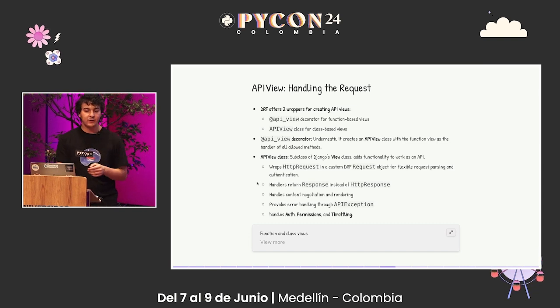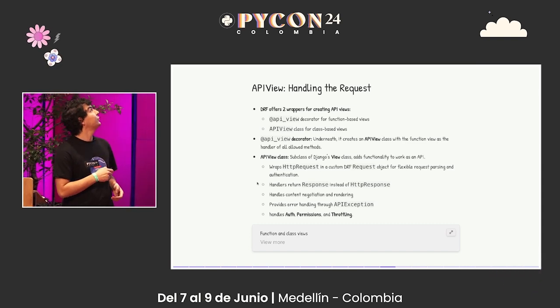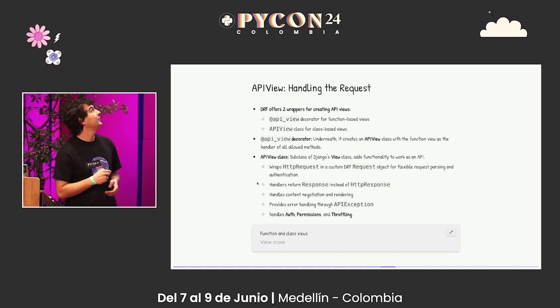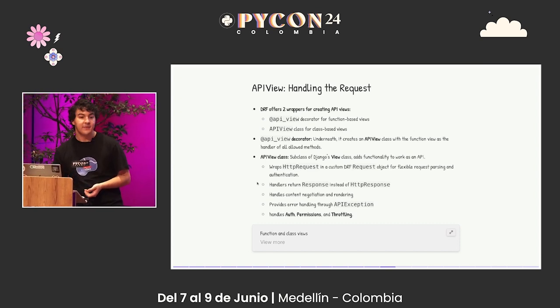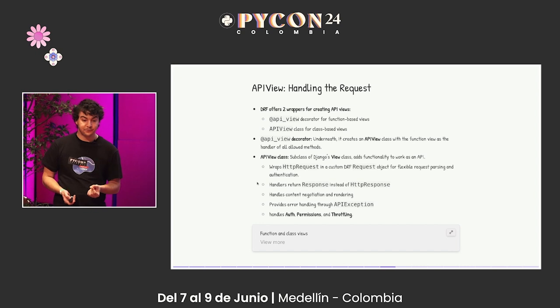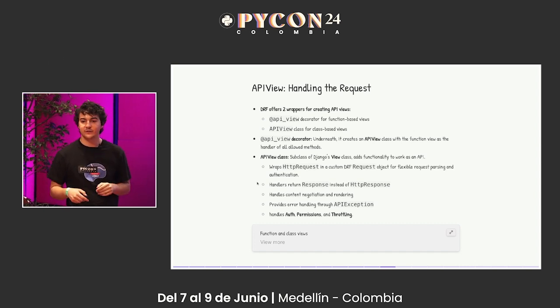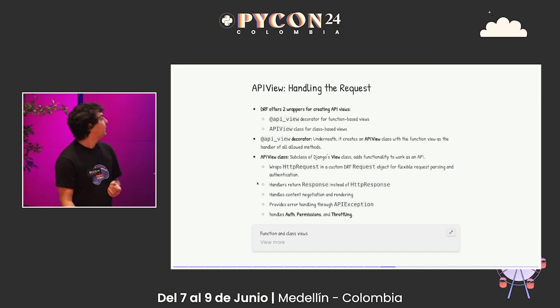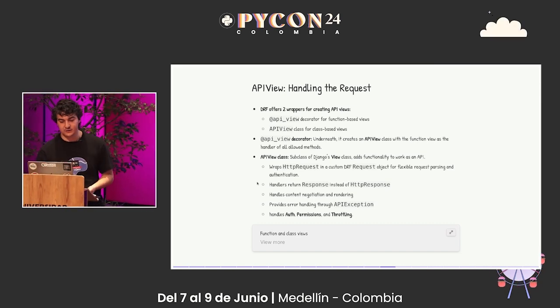Now, let's go a little bit to the API view. What's happening? So Django REST framework offers you two ways of doing it: function-based views with this decorator, and APIView for doing class-based views. The api_view decorator basically creates a class under the hood. So you have the function, and it creates an APIView class in which the function that you're decorating will be the handler for all of the allowed HTTP methods. But then the behavior is exactly the same as the class, because that's what's happening behind the scenes.